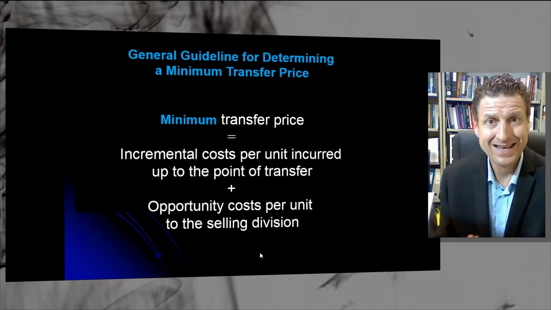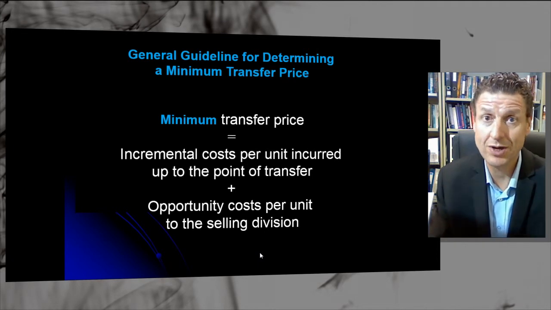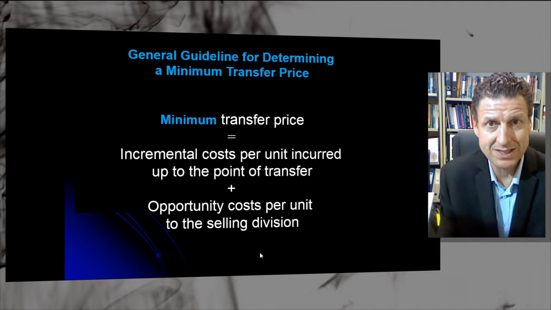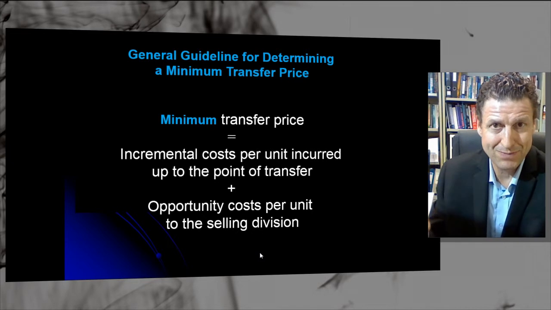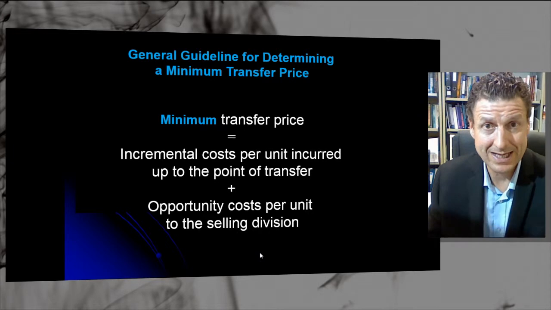You with me here? So if they have excess capacity, then it's likely the minimum transfer price is a variable cost. If the division doesn't have excess capacity, it's going to be variable cost plus that lost contribution margin of doing that internal transfer. Let's have a look at an example, shall we?